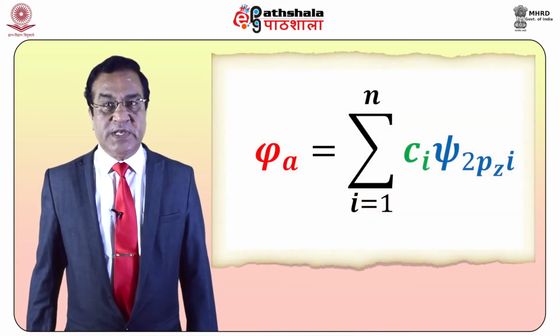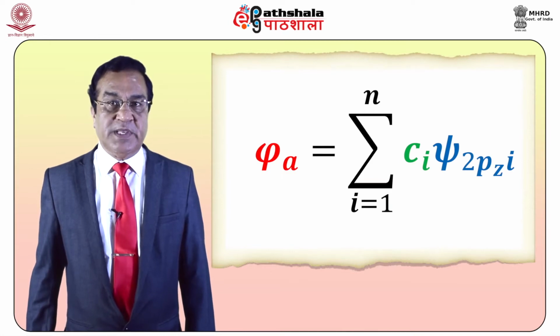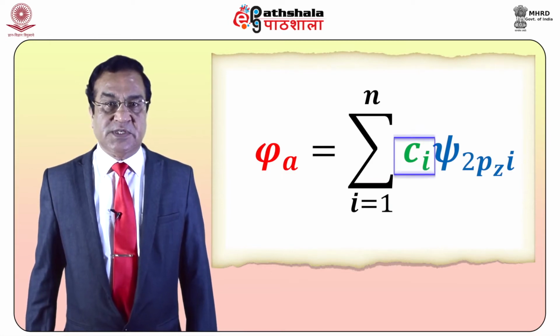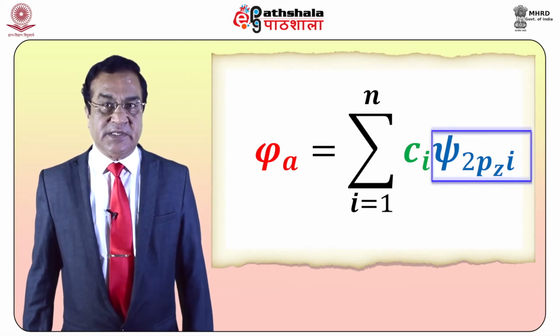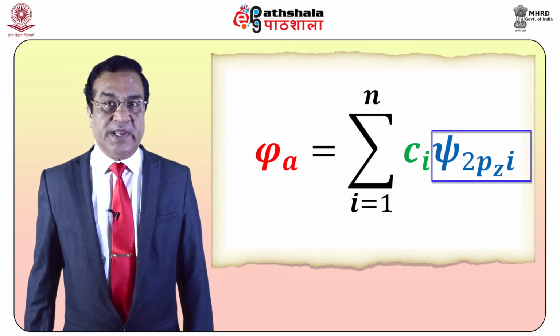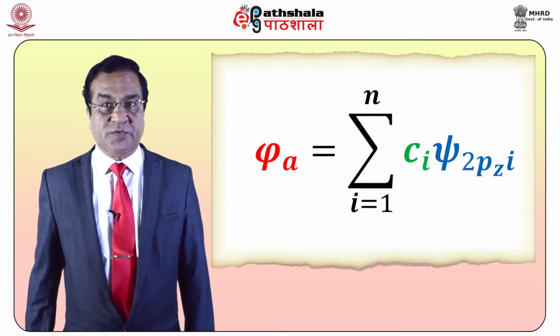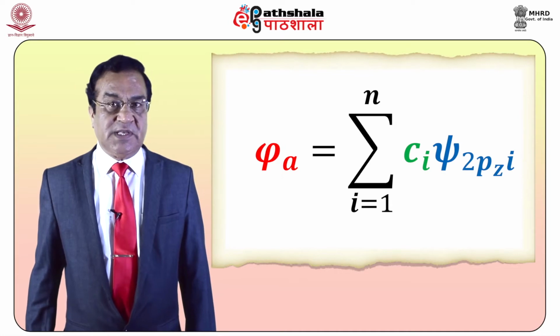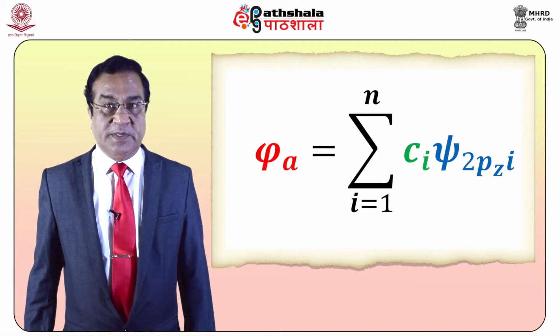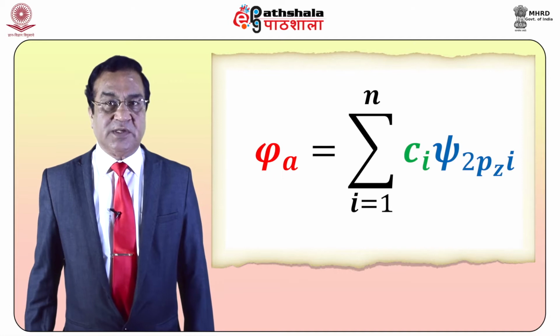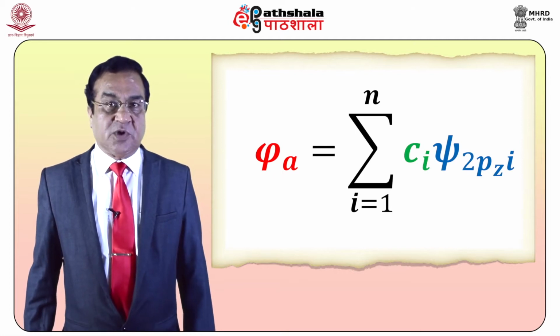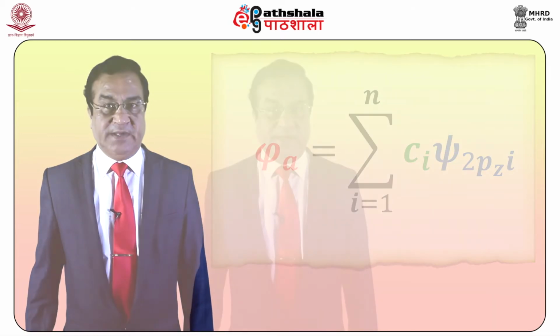That means we assume phi A to be equal to the summation of Ci psi 2pzi, where i is taking summation from 1 to n, where n is the number of carbon atoms. So here you can see that each carbon atom has a pi atomic orbital centered on it, and we presume this to be along the z direction because the corresponding molecule is taken to be planar in the xy plane.